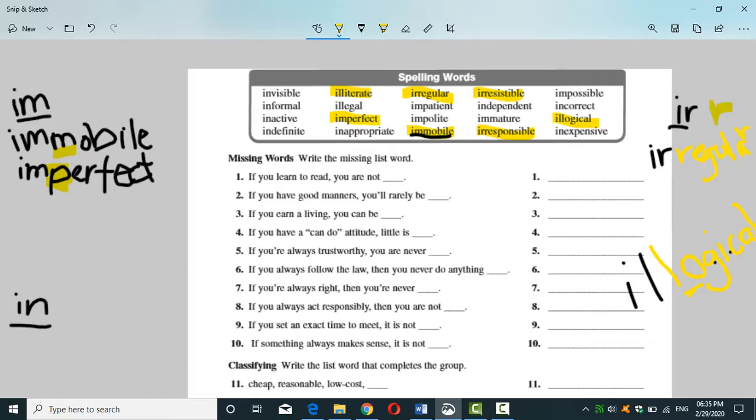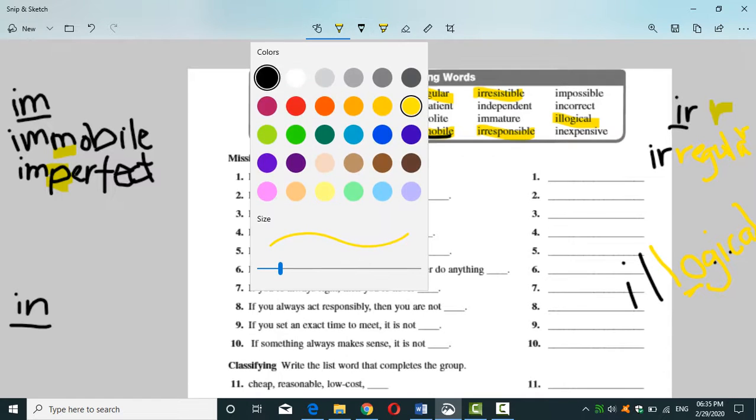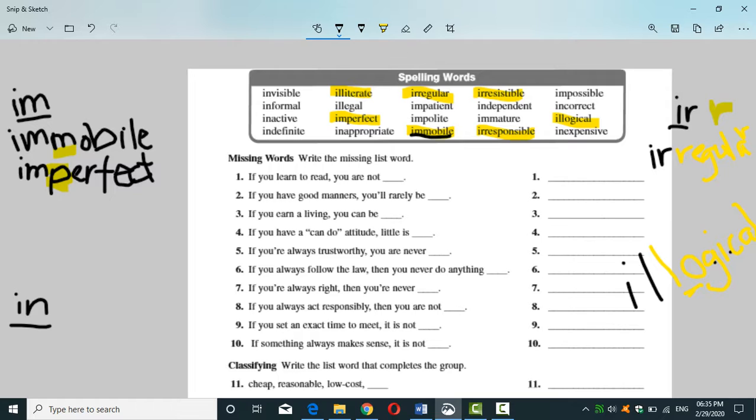Now the final one, which is IN. IN has almost no rule. It can come before any word. You can see invisible over here, so this is a bit hard. You need to memorize it. In fact, informal, inactive, indefinite can come before a consonant or a vowel, while this one, illegal, and inappropriate here, as you can see. It has no rule like the others.